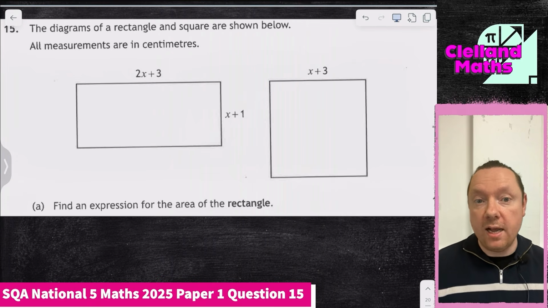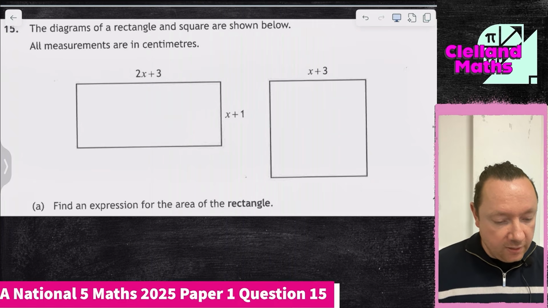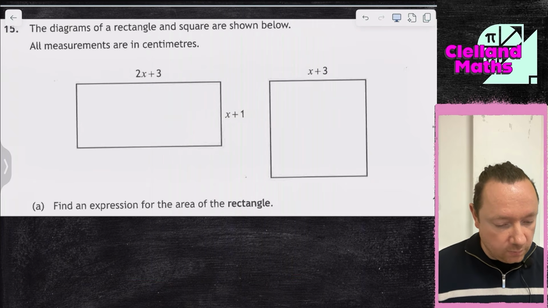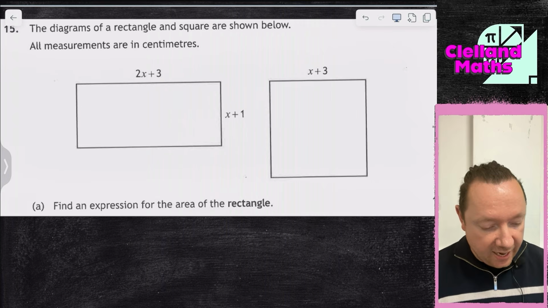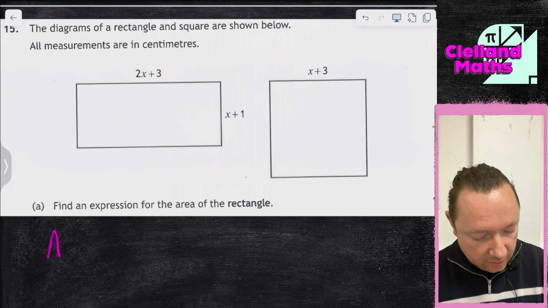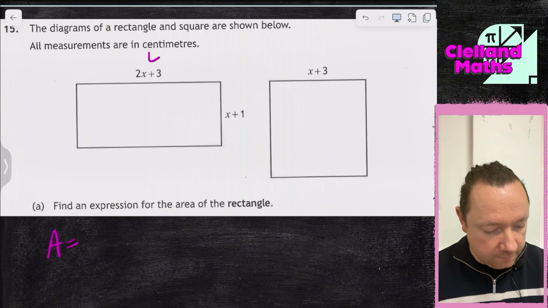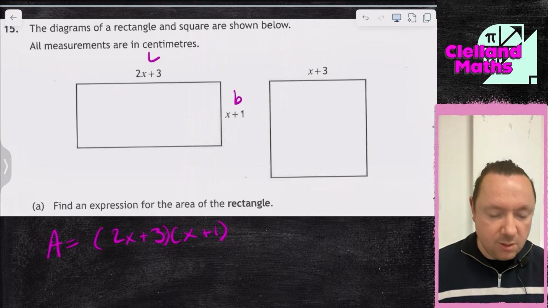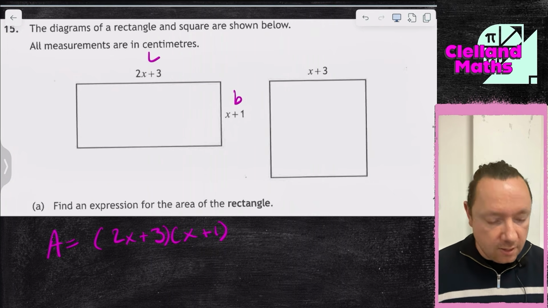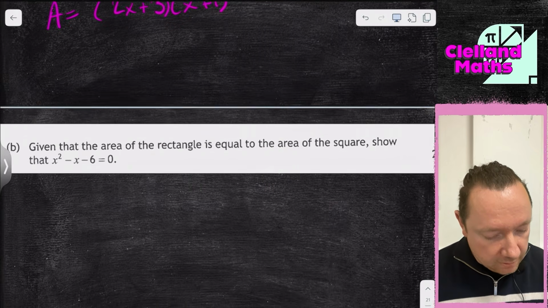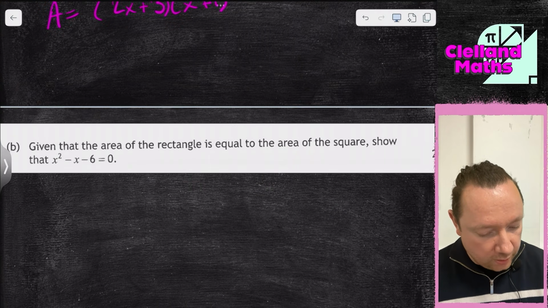SQA National 5 Maths 2025, Paper 1, Question 15. The diagrams of a rectangle and square are shown, all measurements in centimetres. Find an expression for the area of the rectangle. Well, area is length times breadth, so that's just 2x plus 3 and x plus 1, and it's only worth 1 mark, so I don't think I need to expand it or anything. So we're done there.